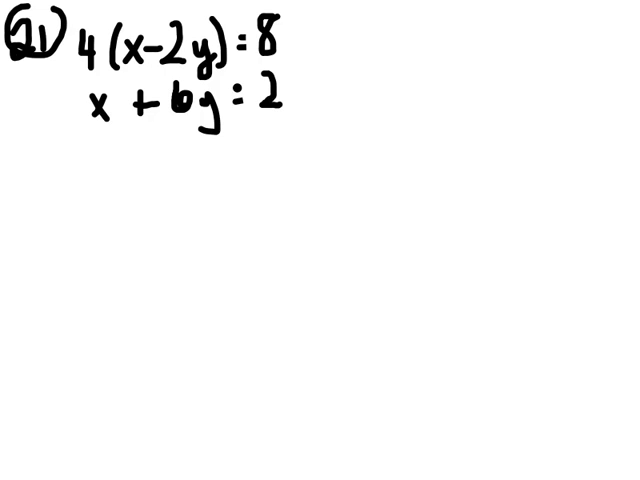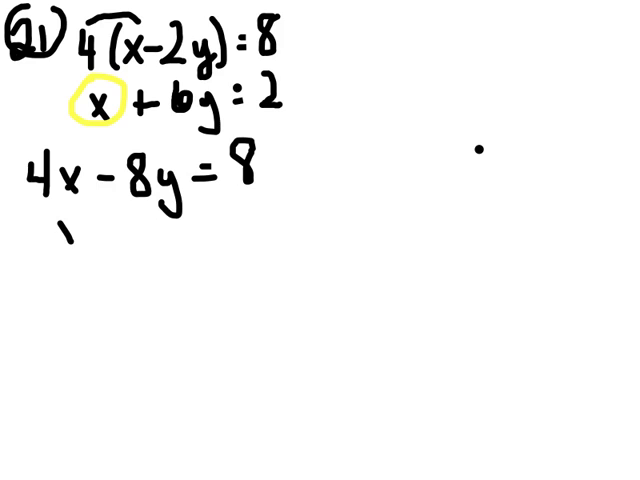And the reason is, I could get this x right here by itself if I wanted to and do substitution. And if you want to do that, you can. I just prefer elimination because the x's and the y's are on both sides of the equation. I'm going to have to remember to distribute here. So I'll just come down to work here. So that first equation is really 4x minus 8y is 8. And the second equation is x plus 6y is 2.